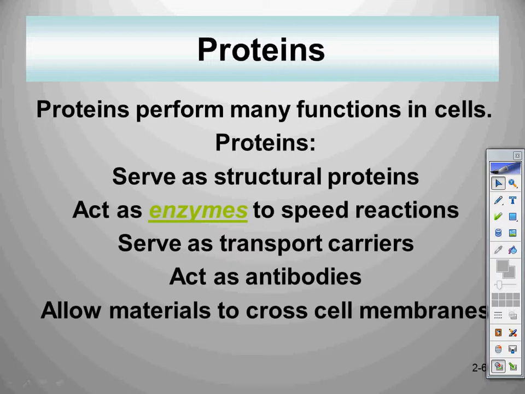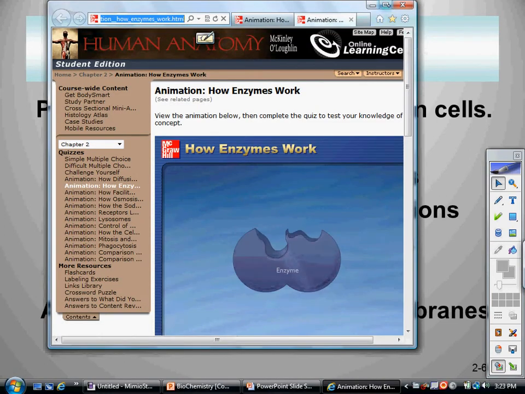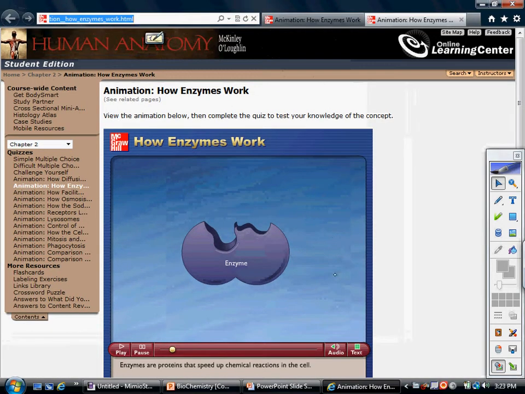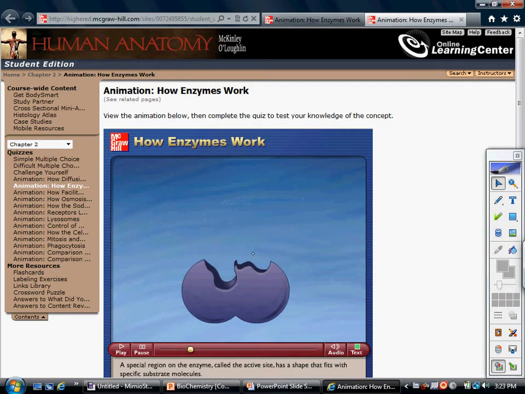Alright, let's go ahead and look at enzymes here. This is going to pull up an animation for us. Enzymes are proteins that speed up chemical reactions in the cell. A special region on the enzyme called... I'm just going to turn the audio off and I'm going to talk my way through it. Basically, let me back this up a bit.